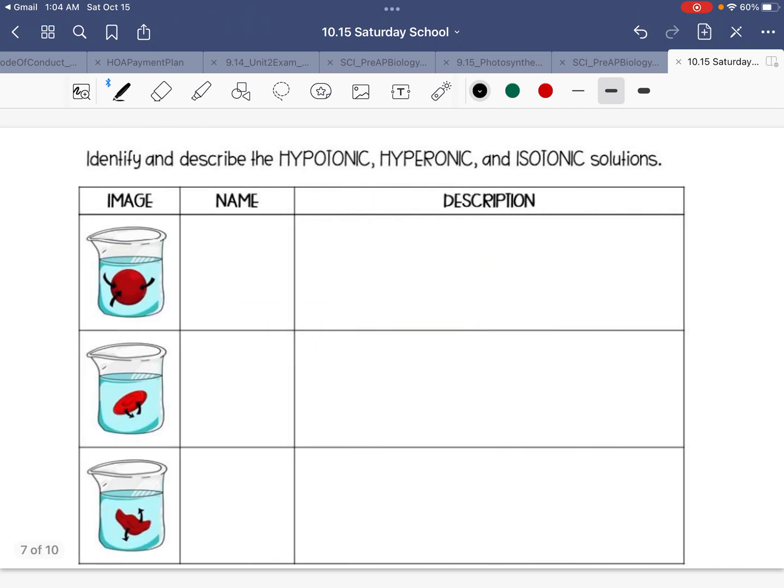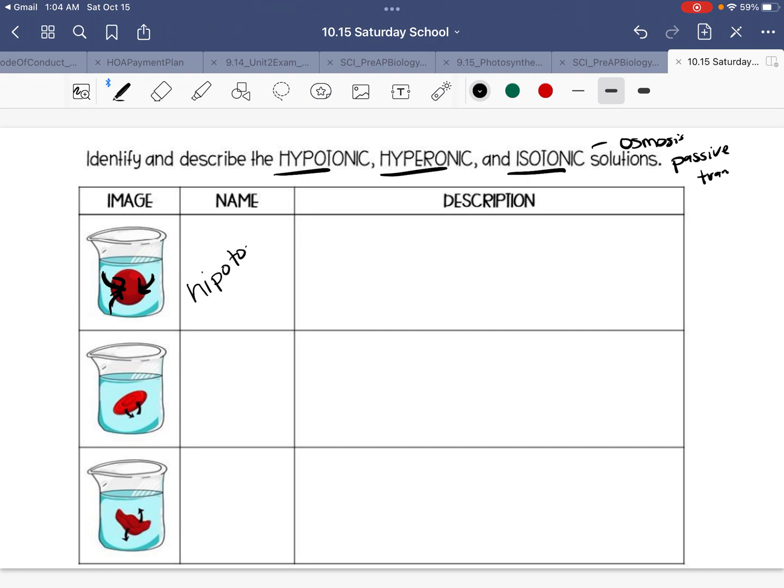And then lastly, you will definitely be tested on this. 3 to 4 questions. Hypotonic, hypertonic, and isotonic. This is under osmosis. So these are passive transport. It does not require energy. So again, in this image, you have water going into the cell. Whenever water goes into the cell, this is called hypotonic.